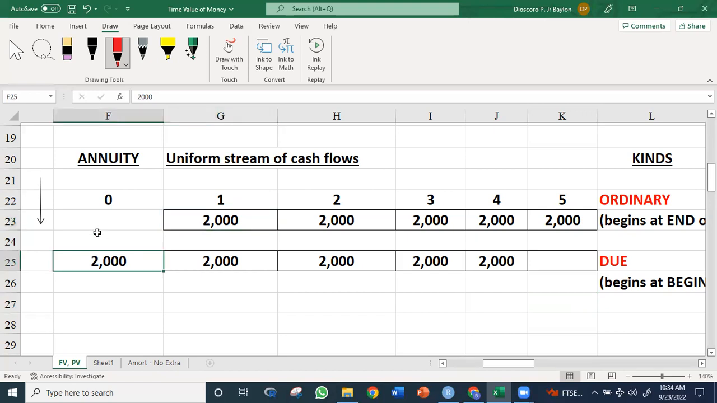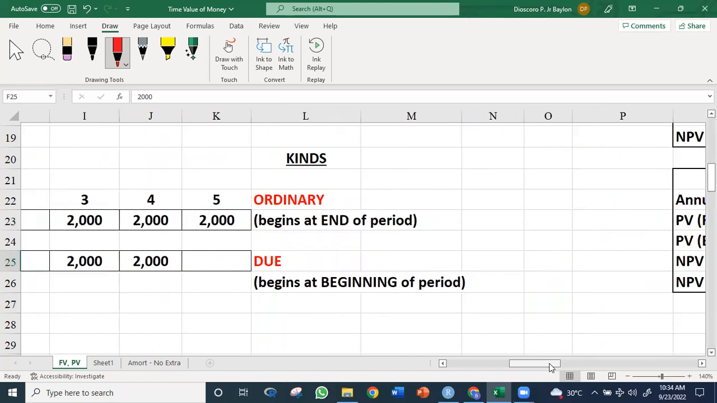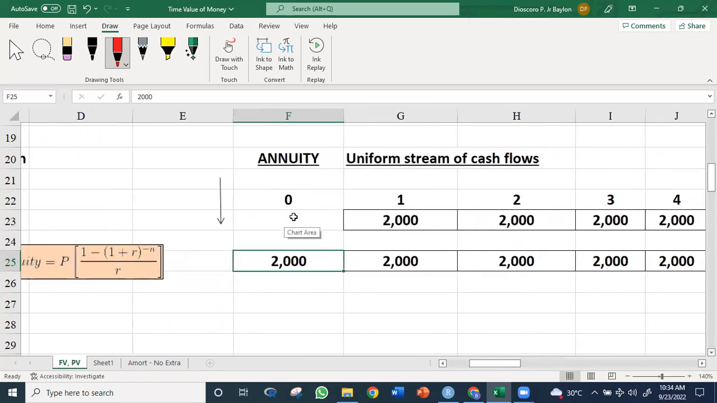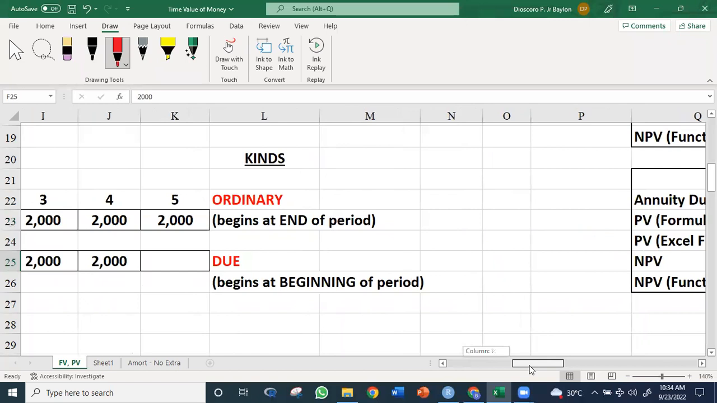On the other hand, this one starts immediately. Okay, and we have a name for this. For the first case, where the cash flow begins at the end of the first period, this is called your ordinary annuity. Okay, it begins at the end of the first period, or at the beginning of the next period, your cash flow begins. On the other hand, this one is annuity due.